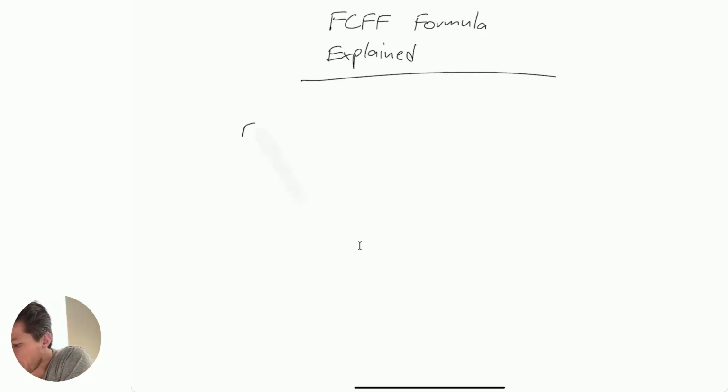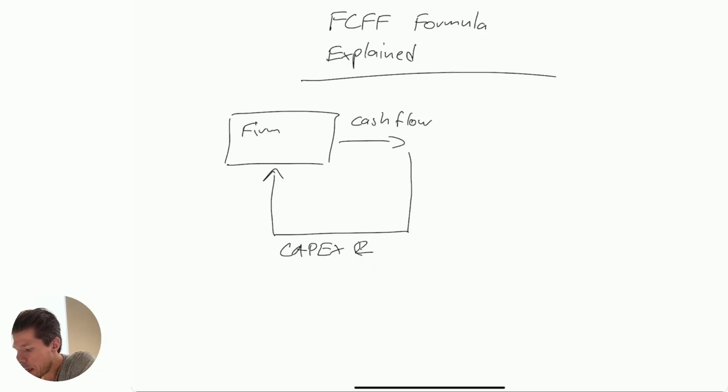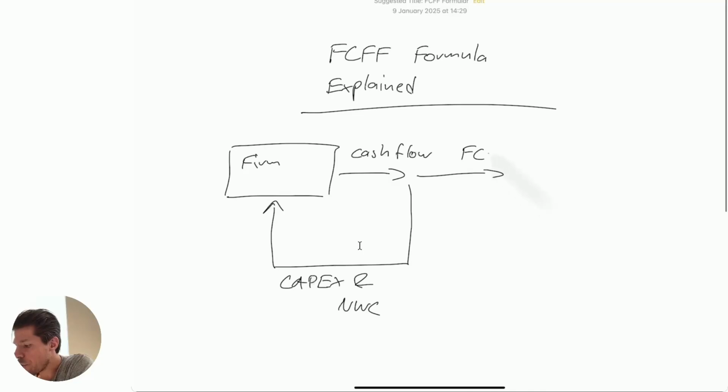Just to recap, if you have a firm, a company, the company operates and generates cash flow. However, this cash flow is not free because the company needs some of this generated money for CAPEX, for investments, and for net working capital. So part of this goes to CAPEX and net working capital. We talked about this in some of the other sessions. What is left over, this is what we call free cash flow because it's free. It is not needed anymore.